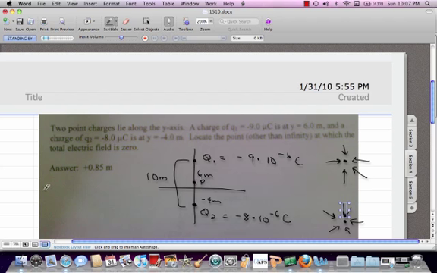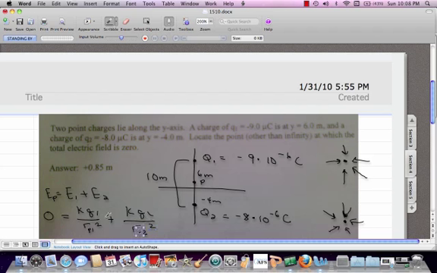So I'm going to write E is equal to E1 plus E2 on the y-axis. And I know that E at point P is going to equal 0. So I'm going to put 0 is equal to, now E1 is equal to K Q1 over R P1 squared, plus K Q2 over R P2 squared.